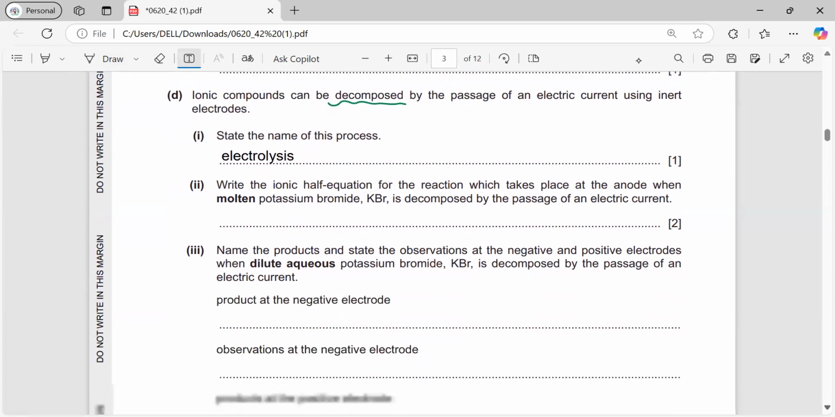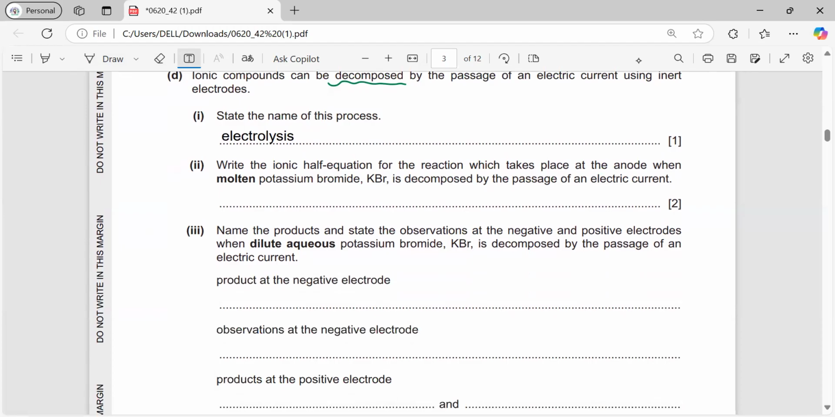Write the ionic half equation for the reaction which takes place at the anode when molten potassium bromide is decomposed by the passage of an electric current. Very easy. We have molten potassium bromide, which means it will give only potassium ions and bromide ions. They're asking us about the anode, which is positively charged. So bromide ions, the negative ions, will go to the anode. And we have to write the ionic equation for the bromide ion.